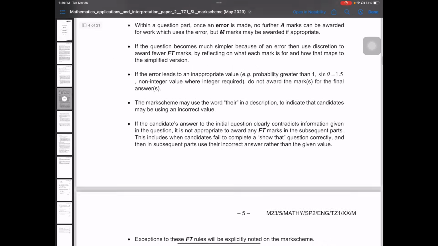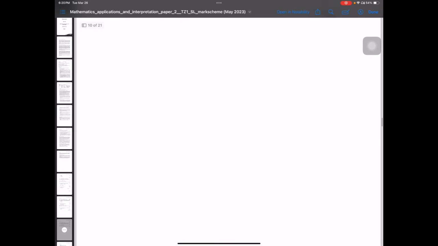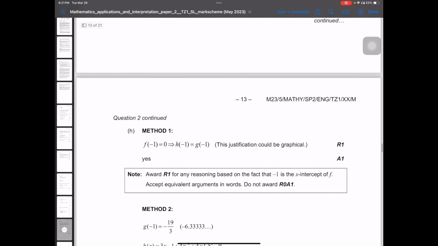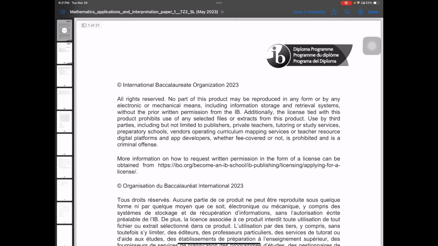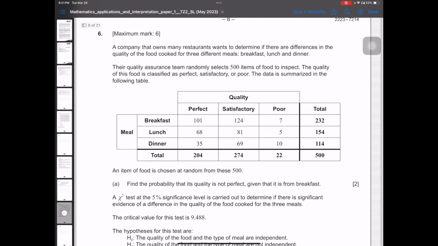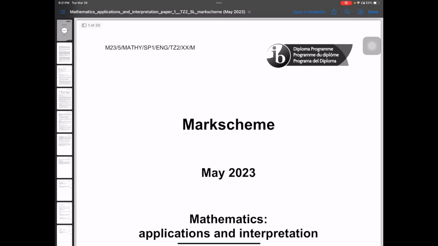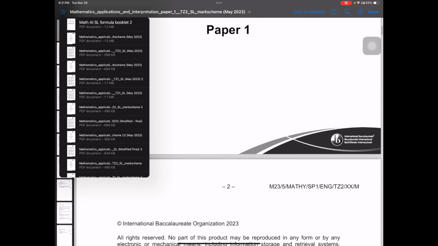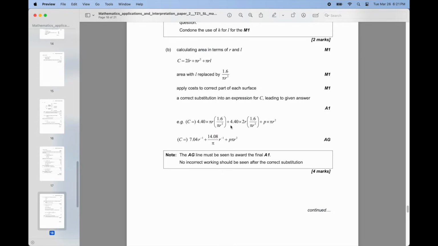Let's see, is this it? This is not it. I'll try one more. This is a paper 1. I'll try once more. I don't think this is it. Okay, I'm going to show you on the larger screen then.